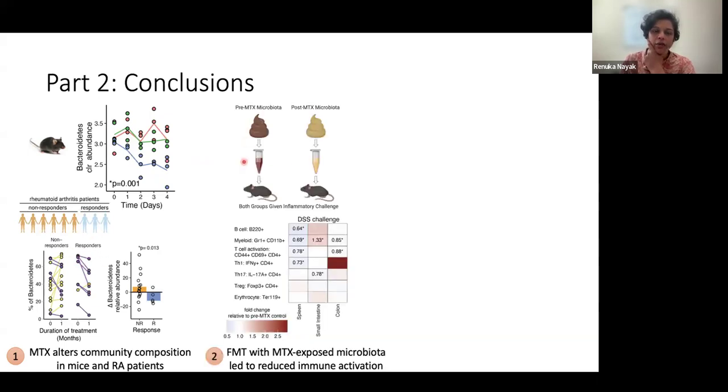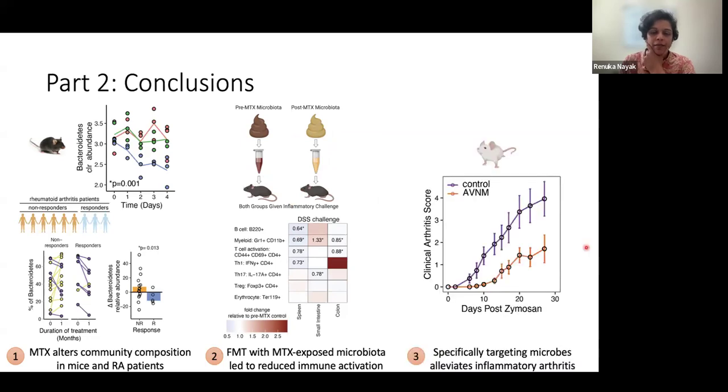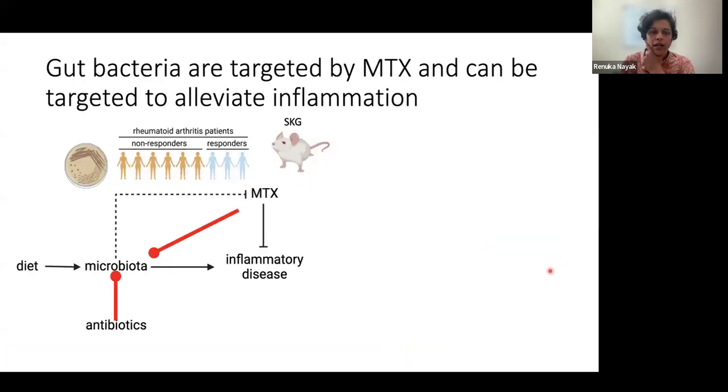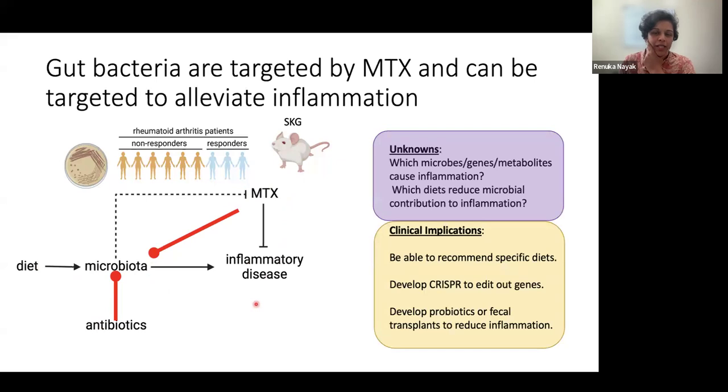I showed you that if we take these microbiomes that have or have not been exposed to methotrexate, the microbiomes have different abilities to activate the immune system in the state of inflammation, and that specifically targeting microbes can alleviate inflammation. And so, building out this simplistic model here, methotrexate acts not just on the host, but acts on the microbiome as well. And if we can figure out ways to modulate the microbiome, maybe we could alleviate inflammation in patients.